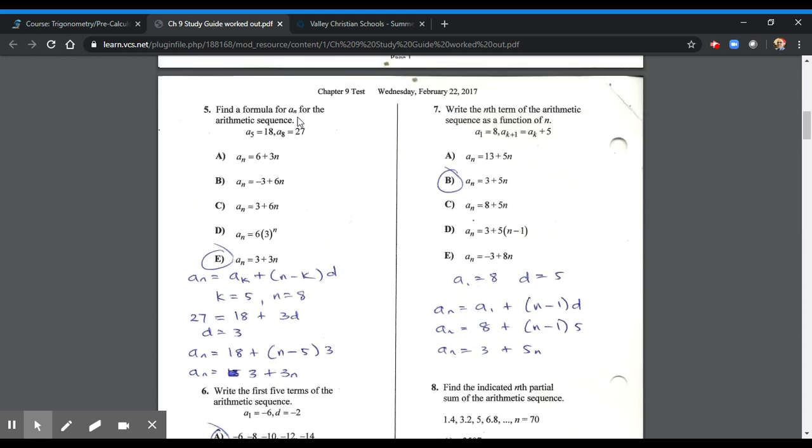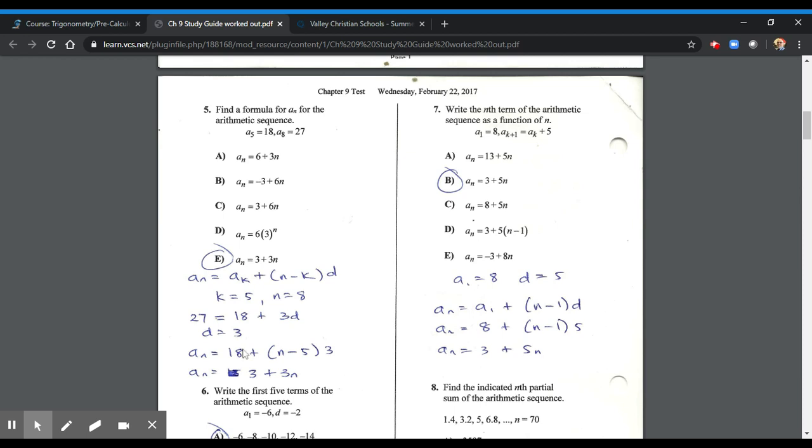All right, find a formula A sub n for the arithmetic sequence where I know A sub 5 is 18 and A sub 8 is 27. I can use this formula here that we learned a couple lessons ago. A sub n is equal to A sub k plus n minus k times d. Well, I'll plug in 5 for k and 8 for n. A sub 8 is 27 equals A sub k, which is 18, plus 3d. That tells me that my difference is 3 because 3d would equal 9, so d is equal to 3.